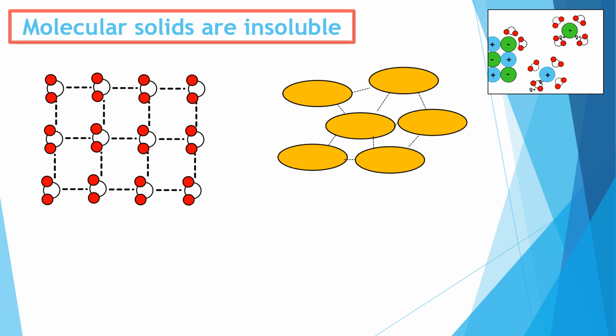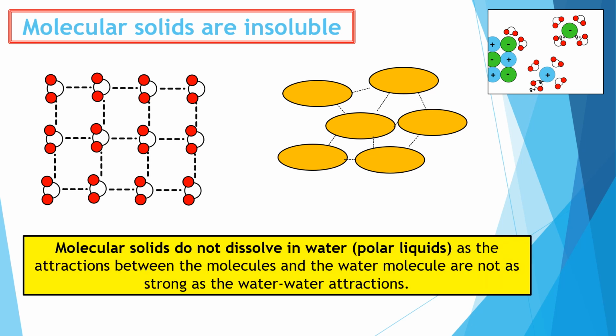There's no way that these iodine molecules are going to make attractions as strong as the water molecules have for each other, so they can't actually break into the middle of the water here and make new attractions. Or we say that the attractions between the iodine molecules and the water molecules are not as strong as the water-water attractions.